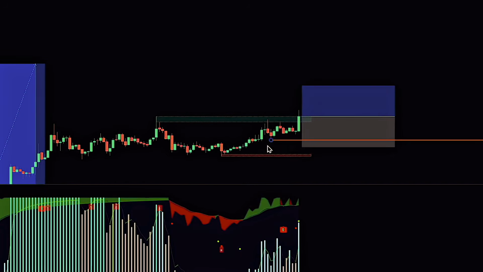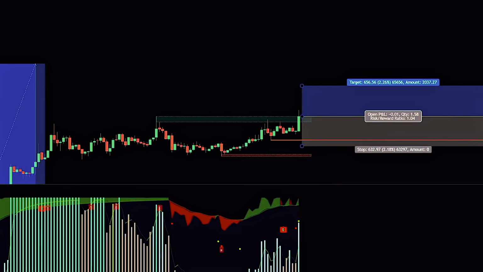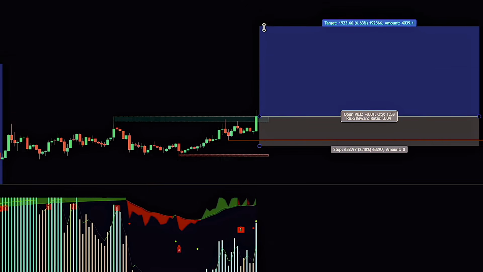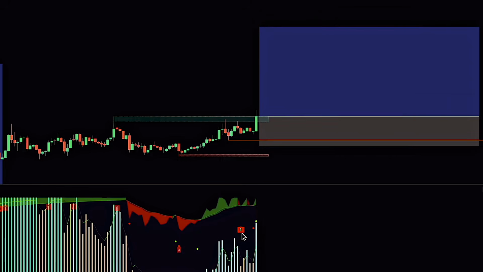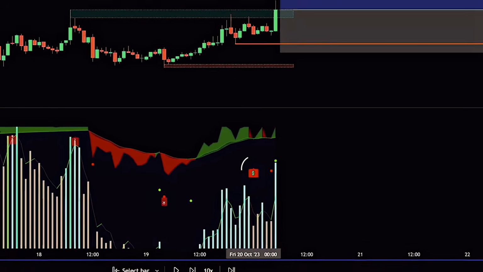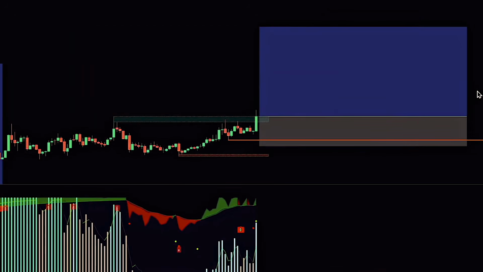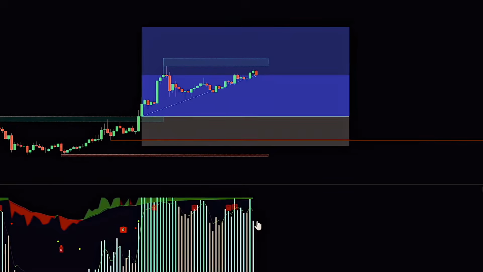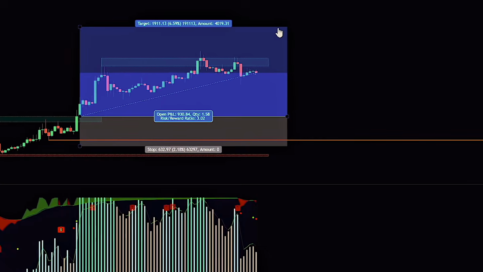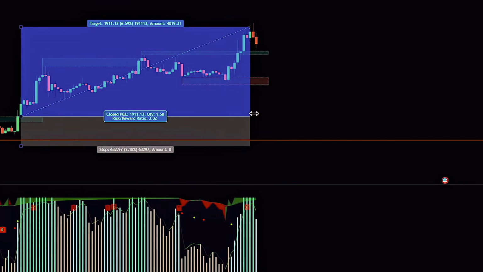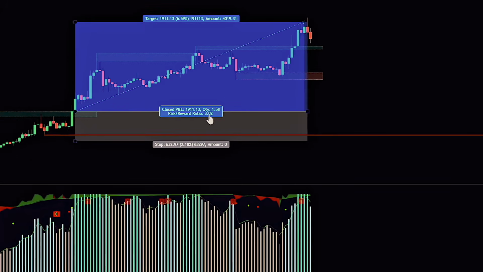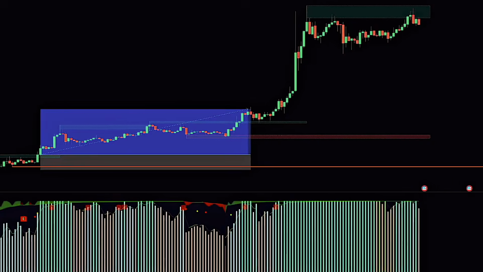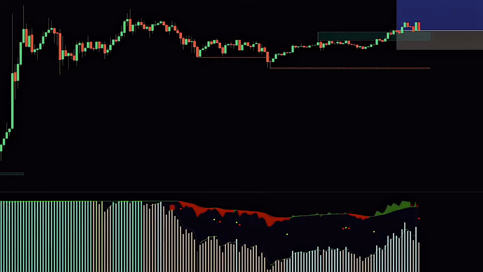Stop loss goes below the last swing low, and our target is set at 3x risk. But remember, if a sell signal pops up before we reach it, we exit right there and take what we've got. So we let the trade play out. No sell signal yet, so we hold. Still holding. Then boom, it hits our target. This is a great example of a trade that hits the take profit instead of needing a manual exit.